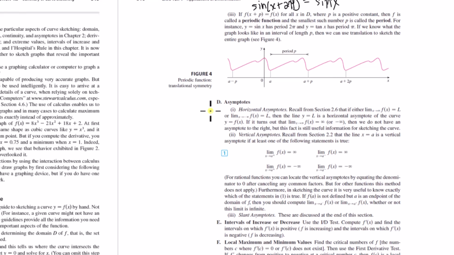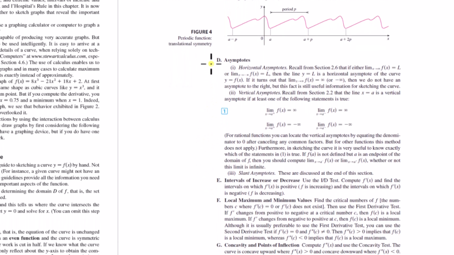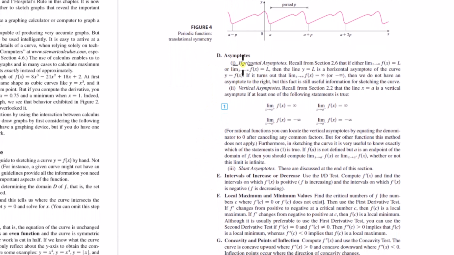Okay, next you analyze for asymptotes. So there are horizontal, vertical, and slant asymptotes. In this section, I would add a step, and I would group it into the asymptote section. You could start by analyzing the endpoint behavior. That's one thing they don't include in this section that I would include: analyze endpoint behavior. So what do I mean by that?